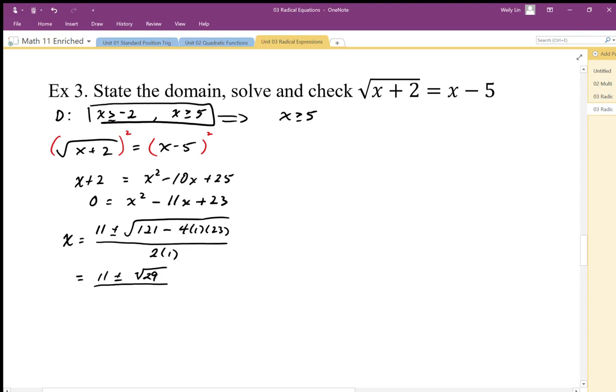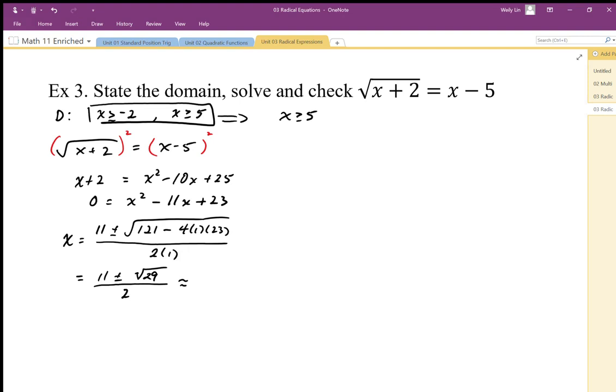all over 2. Okay. So the square root of 29 is approximately 5. It's a little bit less than 5. Or sorry, a little bit greater than 5. So let's just say 5.5. And so we're going to end up with 11 minus 5.5. So 5.5, half of that is going to be about 2.75. And if you want, you can work out the decimal value here. Based on the restriction, we should be able to determine that that is an extraneous solution.